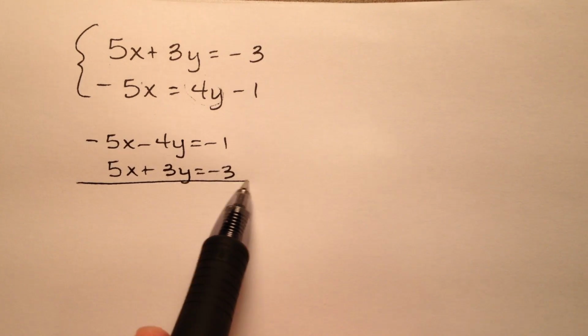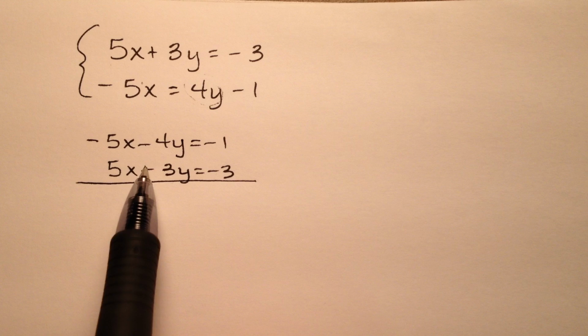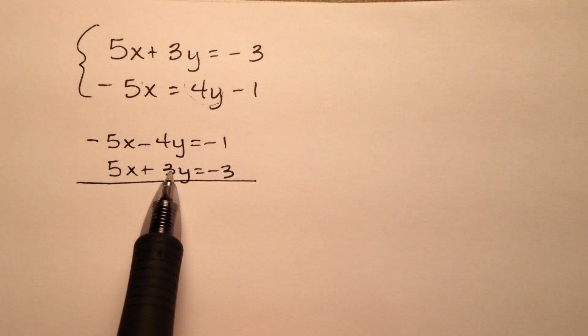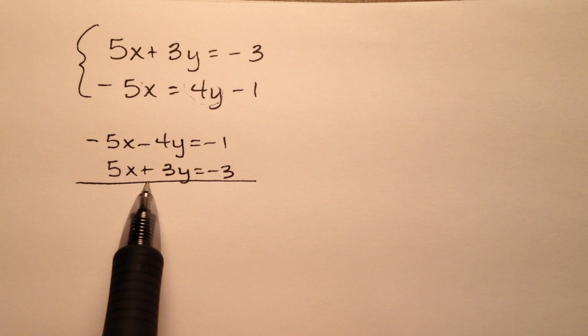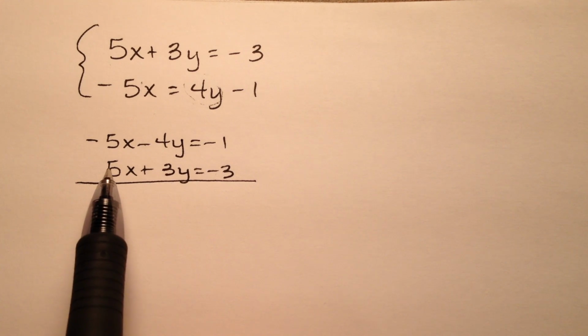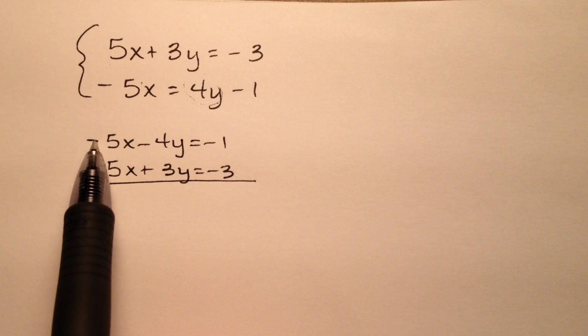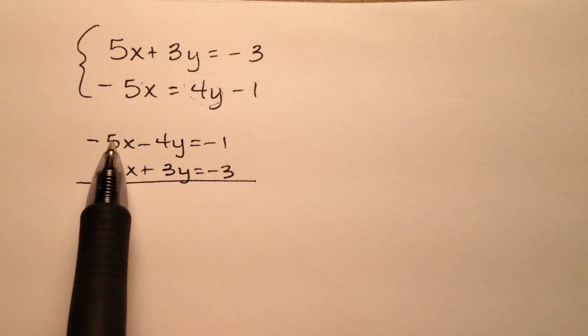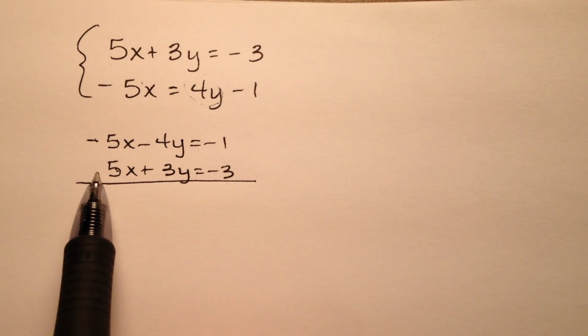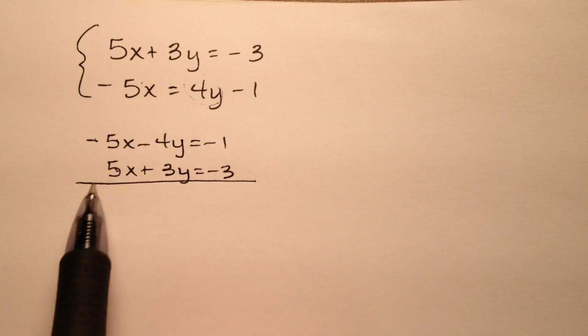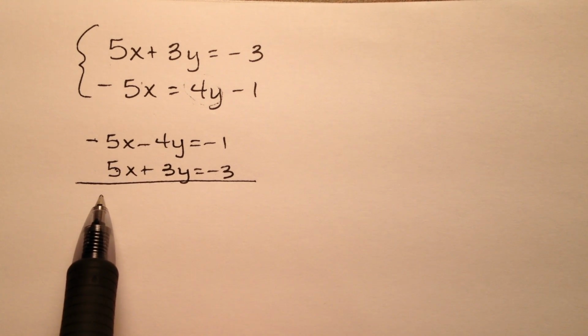So if I were to look at my y's, I would notice while they are opposite in sign, they're not equal in number. One's a 4 and one's a 3. So these would not cancel when I added them together. But my x's, negative 5 and positive 5, they're both 5 and they are opposite in sign. So I could add up my x's and those would cancel out.